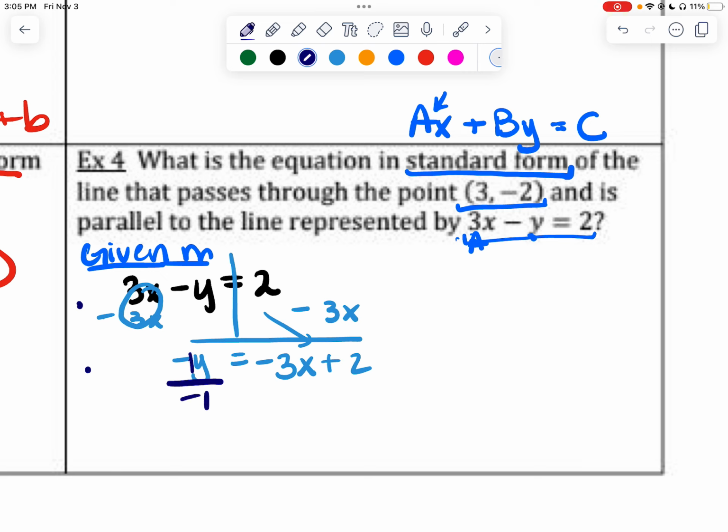-1y, that's really negative 1y. So -1 over -1 is 1. But I've got to divide everything else by negative 1. Okay, so negative divided by negative makes it a positive. 3 over 1 is 3, it's just x. And then positive divided by a negative is going to be negative, and 2 over 1 is 2.